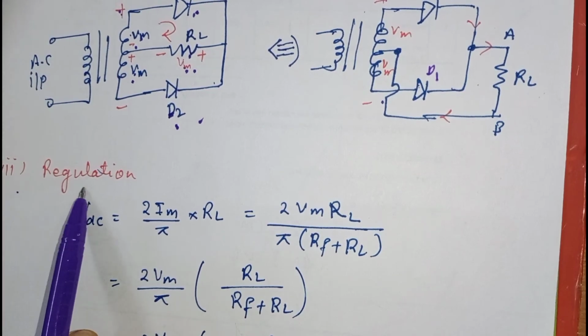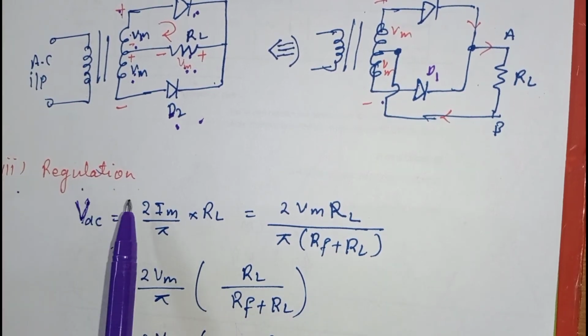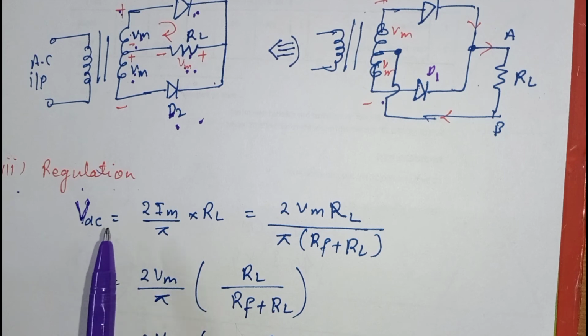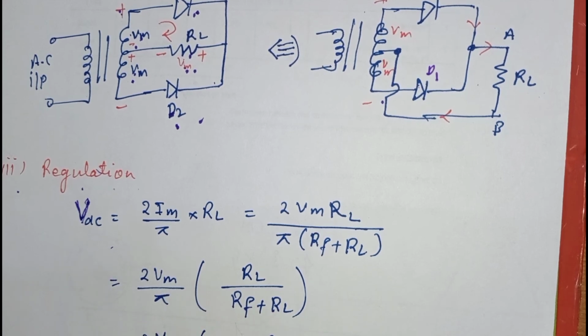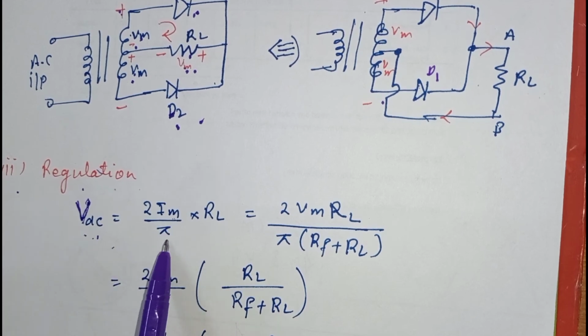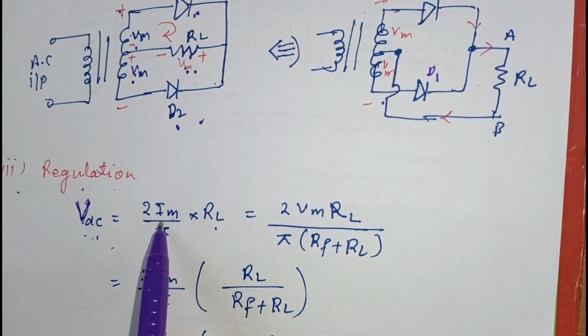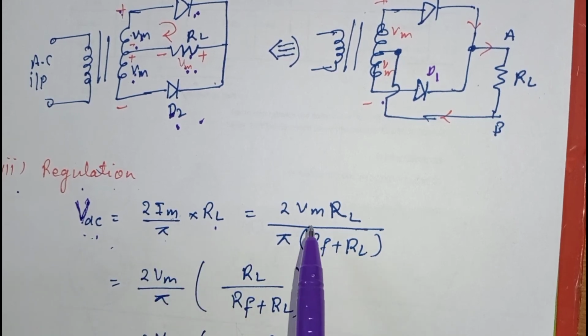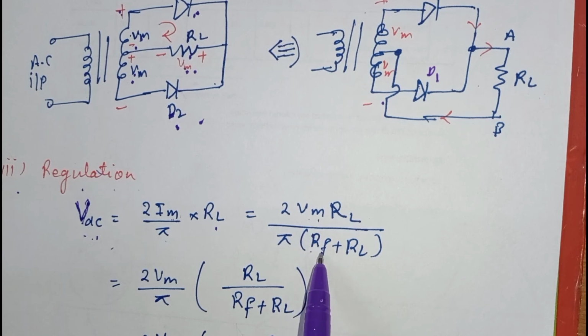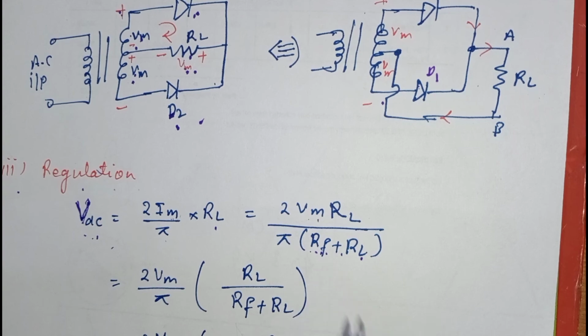The next parameter is regulation. Regulation is the variation of DC voltage when the IDC or the load current varies. A good power supply is one which has no load voltage equal to full load voltage. So we will calculate here VDC. We know VDC is equal to 2Im upon pi into RL. Now we will put the value of this Im. The value of this Im is Vm upon Rf plus RL. This Rf is the forward resistance of the diode.